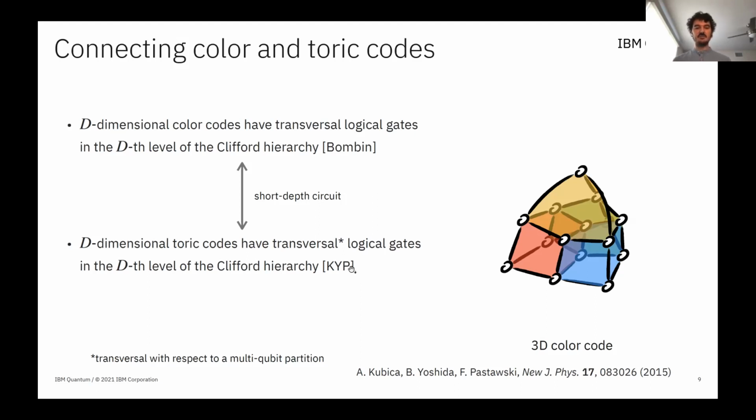But here, when I say transversal, I'm noting that it's a more general notion of transversal. In reality, it's a local short depth circuit, which is transversal with respect to a multi-qubit partition, so a larger partitioning of the code. But if you wanted to limit yourself to a single qubit partition of the code, things become trickier, and finding gates that are transversal with respect to that single qubit partition in the toric code is more challenging.